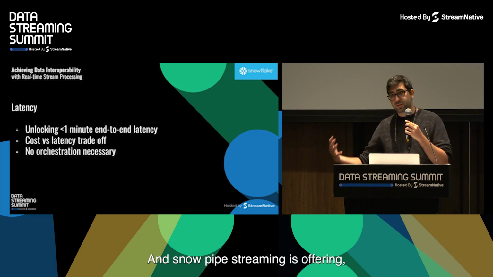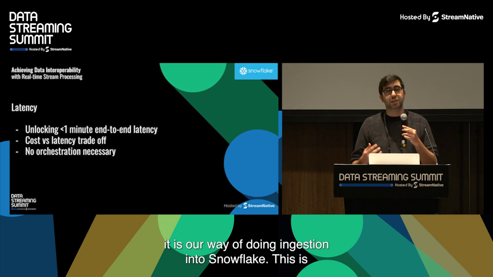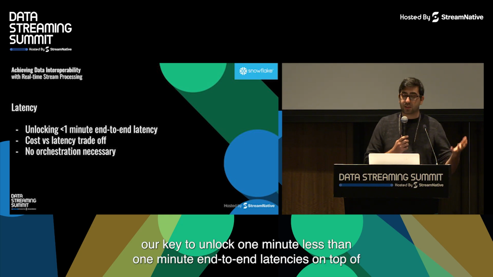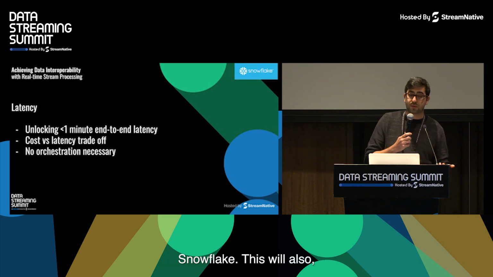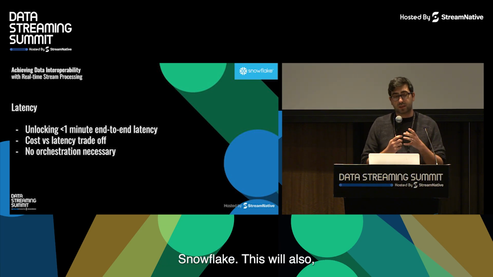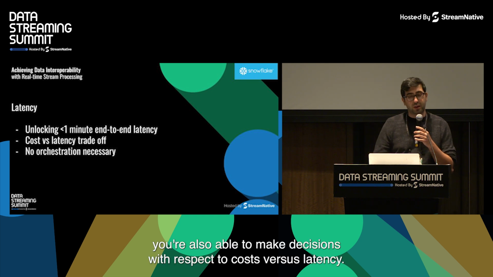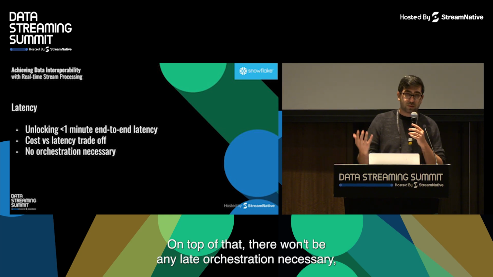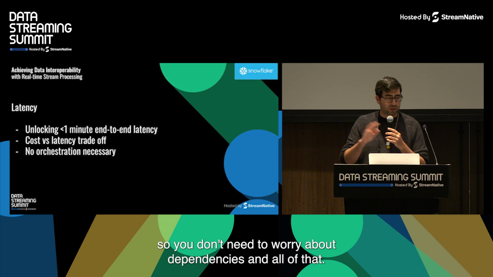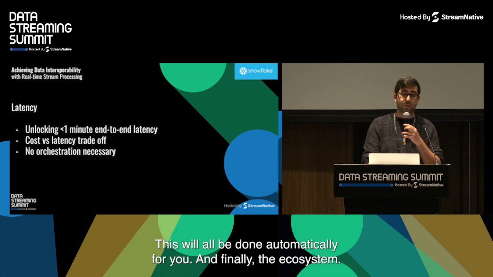And Snowpipe streaming is our offering. It's our way of doing ingestion into Snowflake. This is our key to unlocking less than 1 minute end-to-end latencies on top of Snowflake. By choosing the latency spectrum, you are also able to make decisions with respect to cost versus latency. On top of that, there won't be any orchestration necessary, so you don't need to worry about dependencies and all of that. This will all be done automatically for you.